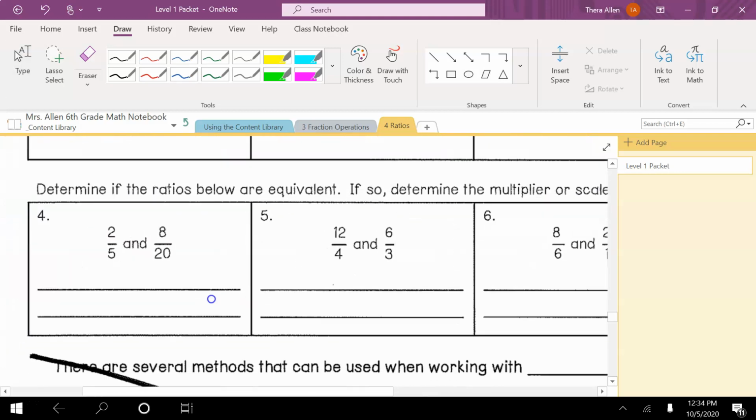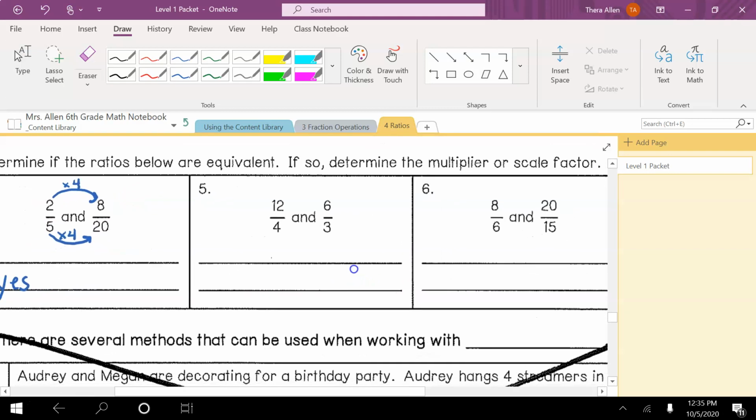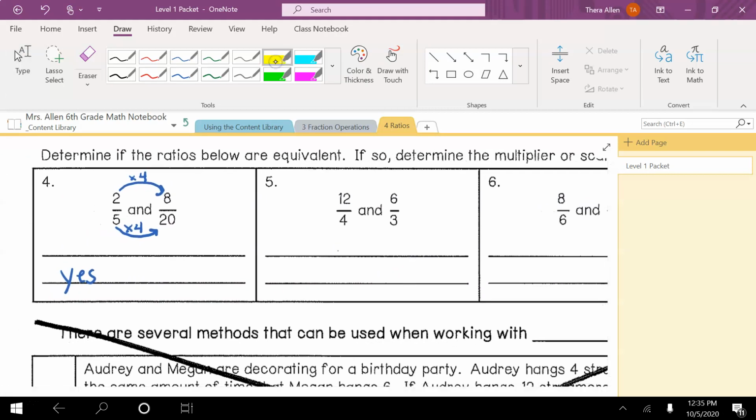Now I want to know if these are equivalent. So I'm going to look at it and I'm going to think to myself, what can I multiply 2 by to get to 8? Well, I know 2 times 4 gives me 8. So then I'm going to go down here and say, okay, does 5 times 4 equal 20? It does. So the answer is yes. They are equivalent, and if you wanted to find the multiplier or scale factor, that is this right here. Our scale factor is 4, or our multiplier is 4.